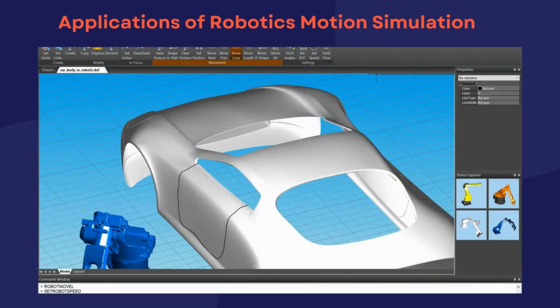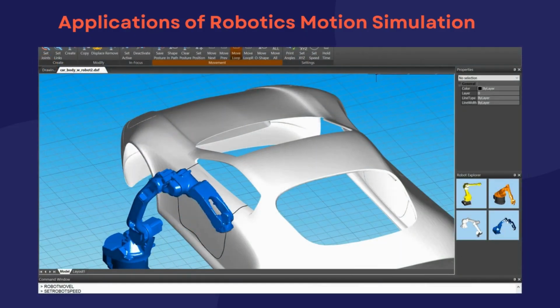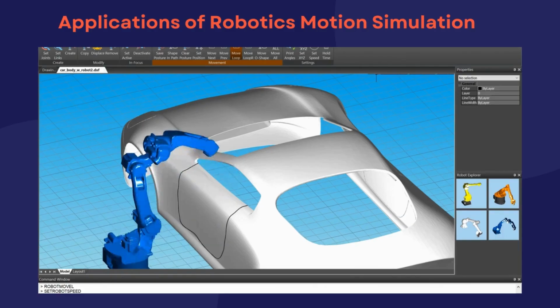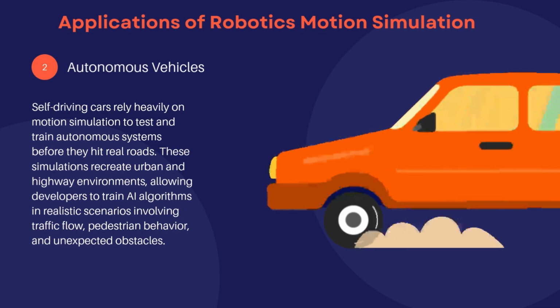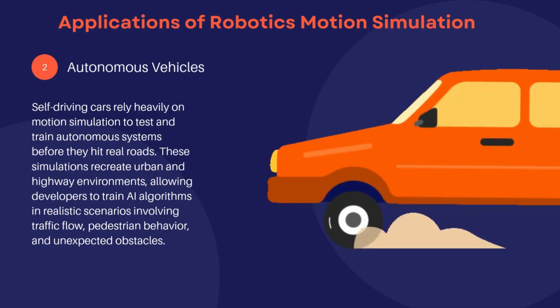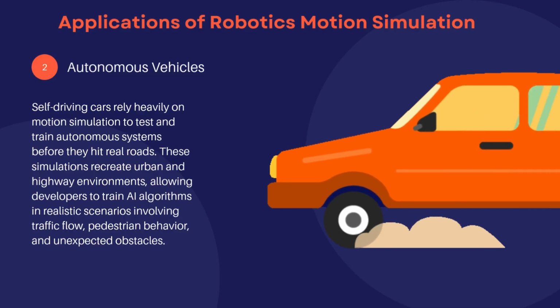For example, automobile manufacturers use robotic simulations to fine-tune robotic arms for assembling car parts, ensuring precision before real-world implementation. Robotic simulation also applies in autonomous vehicles. Self-driving cars rely heavily on motion simulation to test and train autonomous systems before they hit real roads.